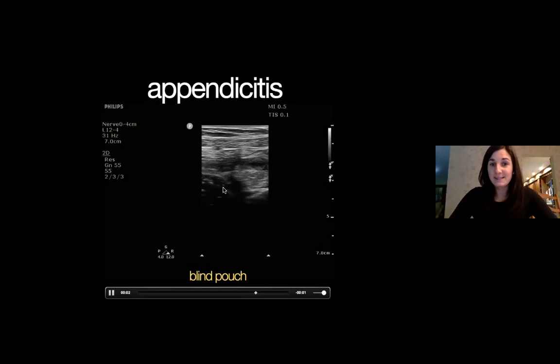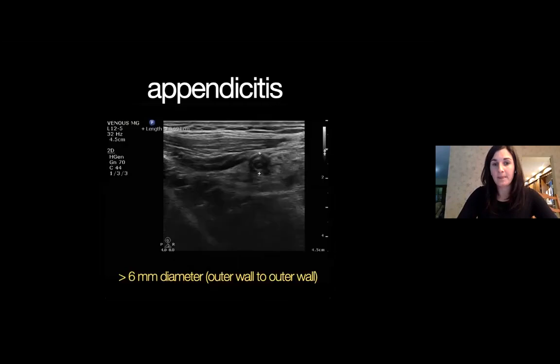Okay. So this is an example of a blind pouch, right? You're going to scan it from side to side, up and down, and you really realize that it is that blind pouch. You're going to measure it, again, from the dark outer wall to the dark outer wall, and it's actually 7 millimeters. So this one is subtle, but you know clinically that it's an appendicitis. And again, outer wall to outer wall, the dark to the dark.